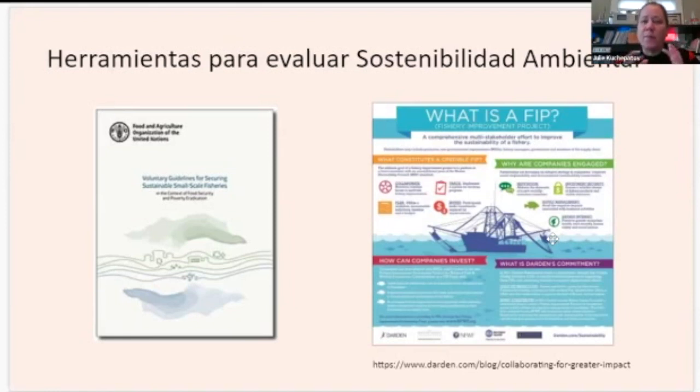Seafood buyers make commitments to fisheries, to buy fish from fisheries that are either certified, rated, or in a FIP.